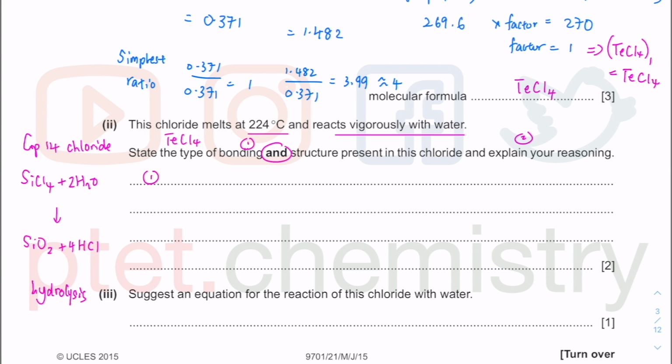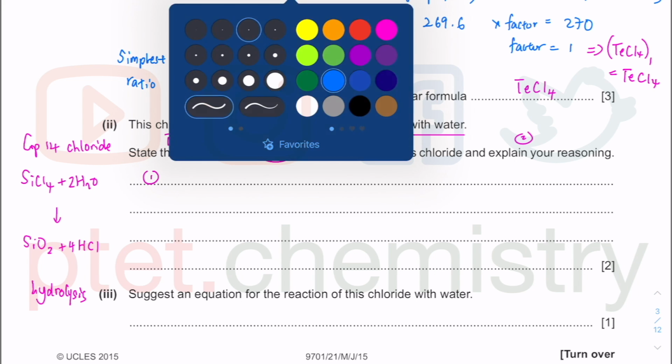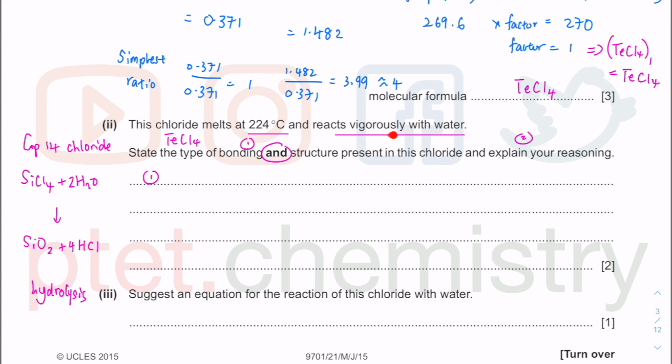So we also know that it reacts vigorously with water. You get a steamy white film. We also know that that is simple molecular. It's a liquid at room temperature and pressure. This one, even though it melts at 224 degrees Celsius, the fact that it does react with water, meaning it undergoes hydrolysis, and it doesn't just dissolve in water, unlike your normal ionic compounds like sodium chloride. Salt just dissolves in water, right? So the type of bonding that we have here, the TeCl4 has a simple covalent structure, or you can say simple molecular structure. They both mean the same thing, but I need to mention the bonding now.